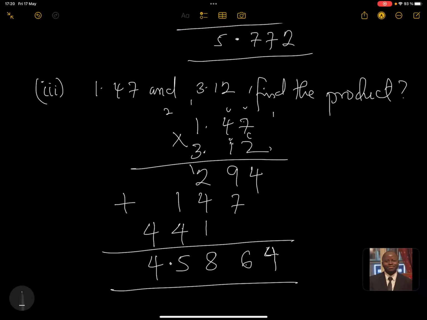So you multiply the two numbers as if the points are not there. After you've completed the multiplication, then you now locate your point by counting how many digits after the point all together. So as simple as that.